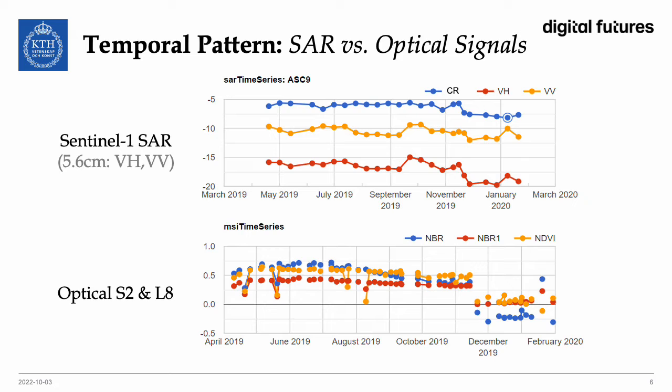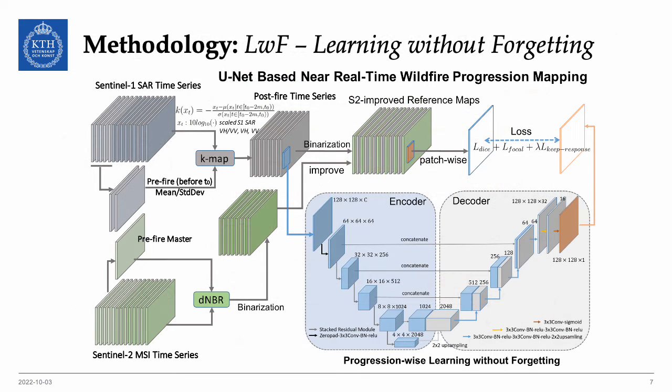This slide shows the comparison between temporal patterns of SAR and optical time series at a specific region. This figure shows the framework of training a U-Net for near real-time wildfire monitoring by the combined use of SAR and optical time series data.